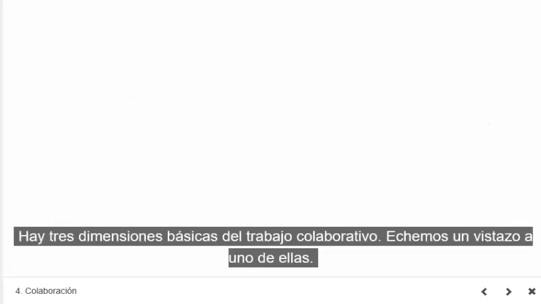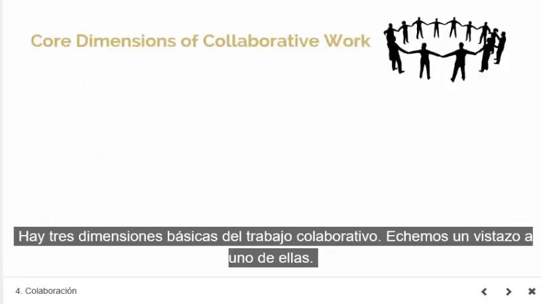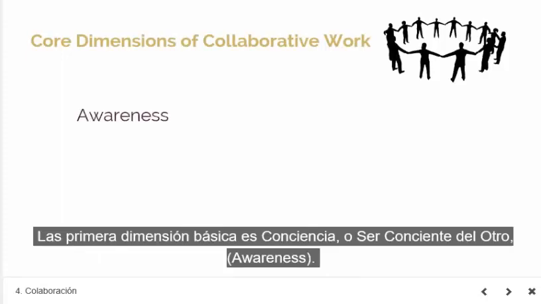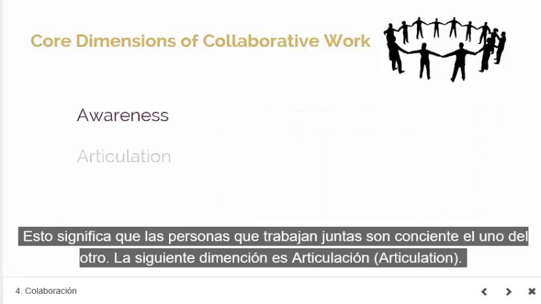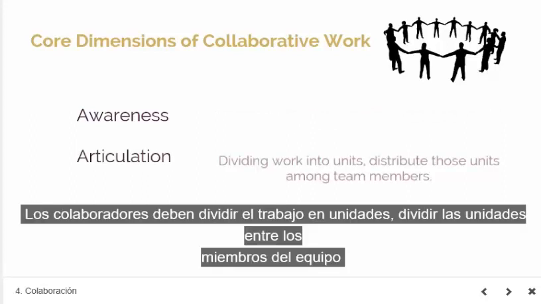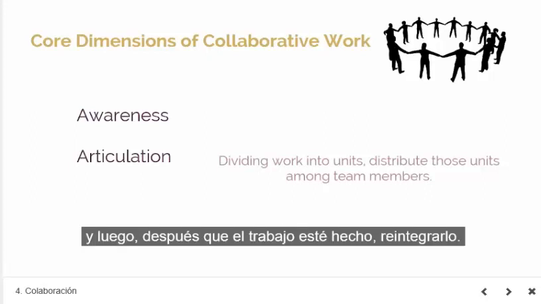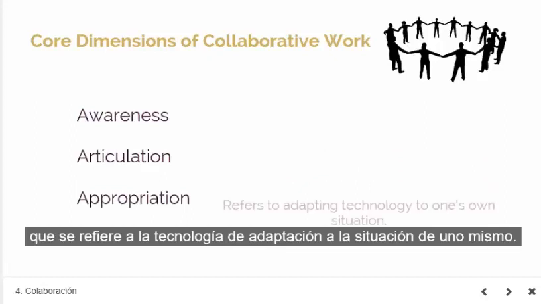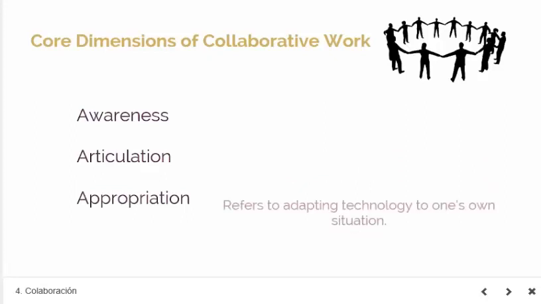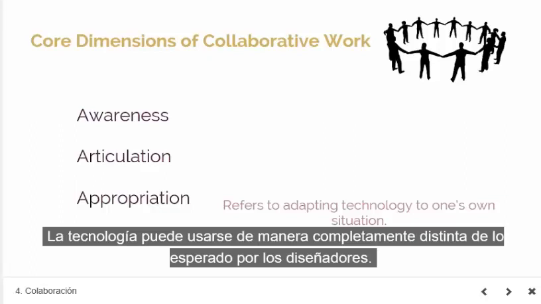There are three core dimensions of collaborative work. Let's look at them one by one. The first core dimension is awareness. It essentially means that individuals working together need to be aware of each other's work. The next dimension is articulation. Collaborating individuals must divide work into units, distribute those units among team members, and then, after the work is done, reintegrate the units into a cohesive whole. The last core dimension is appropriation, which refers to adapting technology to one's own situation. The technology may be used in a manner completely different than expected by the designers.